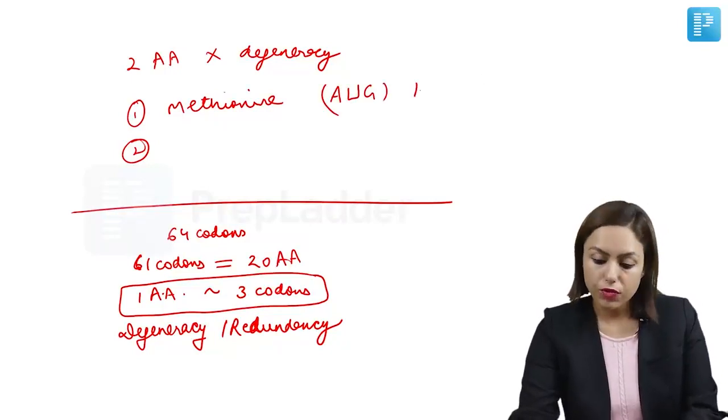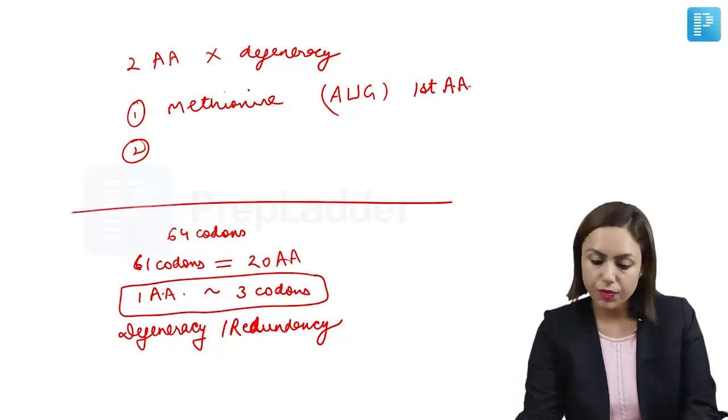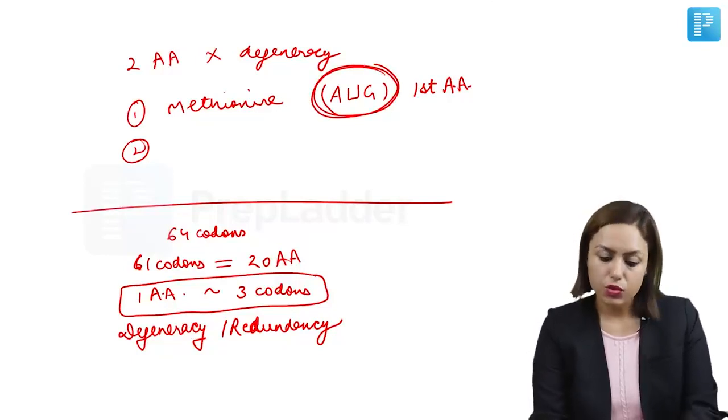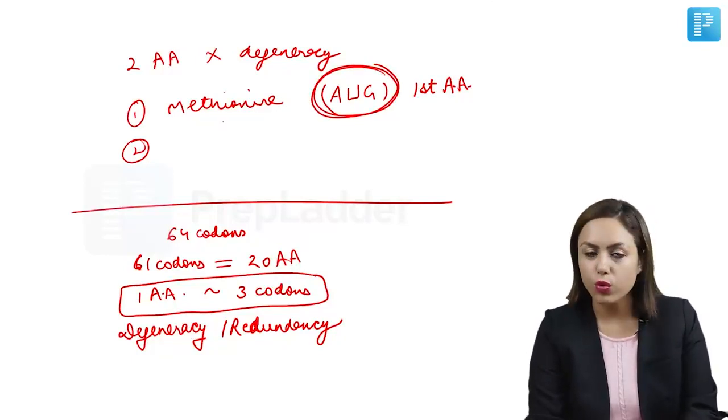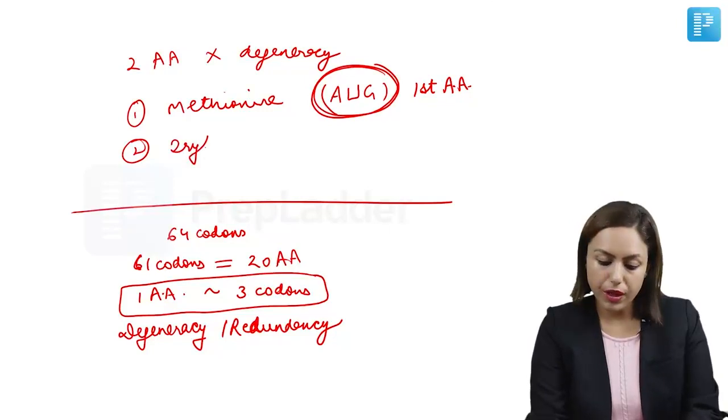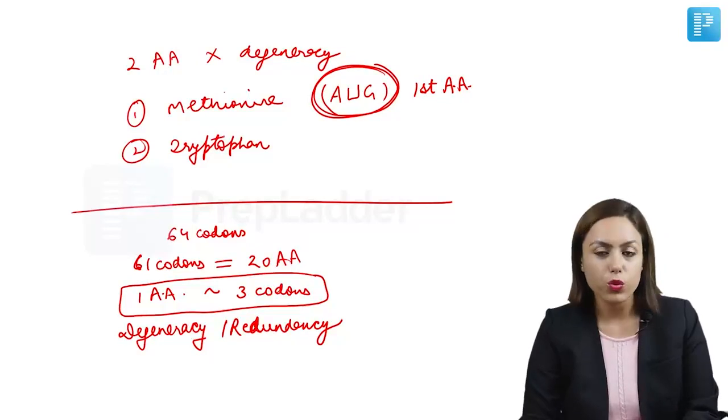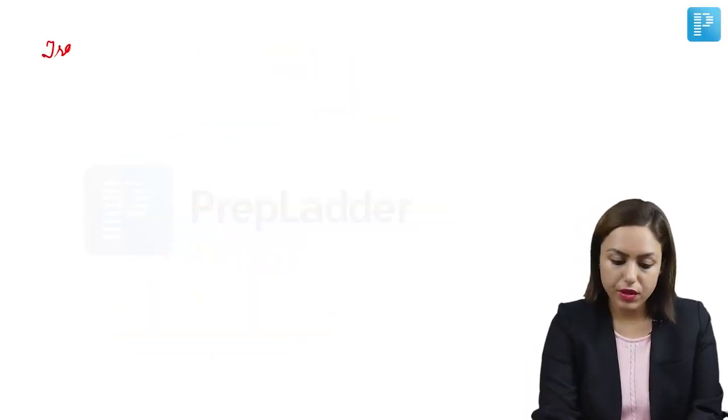This is also the first amino acid which is placed in translation, and this AUG is the initiation codon, right? So methionine has only 1 codon, and the other amino acid is tryptophan, which also has only 1 codon. Then the next topic is translation.